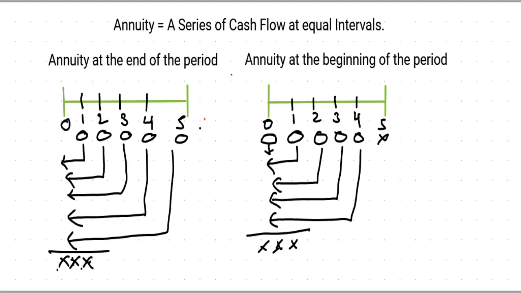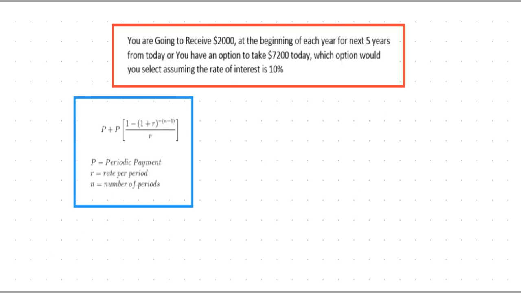So let us understand this with an example. Suppose you are going to receive $2,000 at the beginning of each year for the next 5 years from today, or you have an option to take $7,200 today. Which option would you select, assuming the rate of interest is 10%?